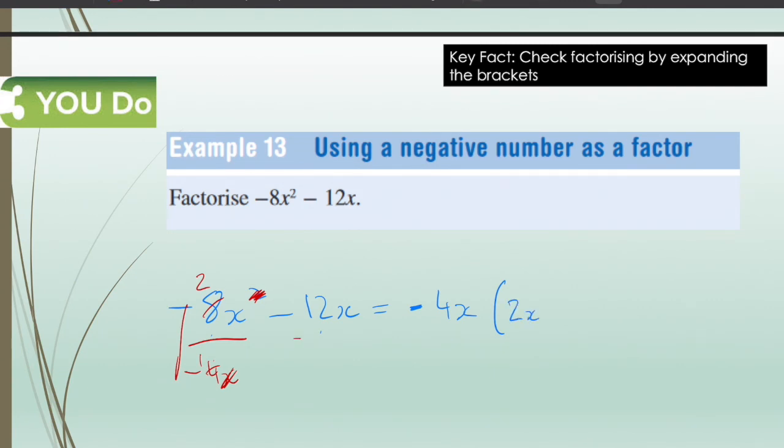Now, if we divide this by minus 4x, again, the negatives will cancel out. 4 goes into this 3 times, goes into this once, and the x's cancel out. Now remember, because our negatives cancelled each other out, we have a positive here. And if you want to check that one by expanding, you can.